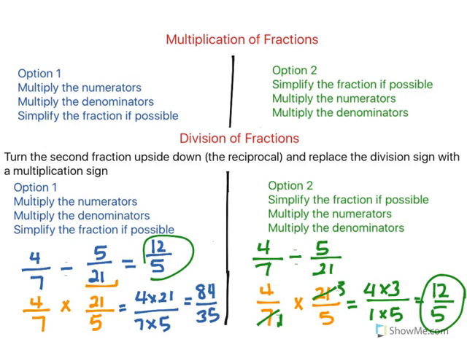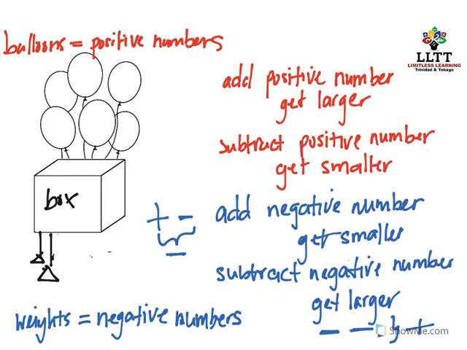So just to do a quick recap, when we're talking about positive and negative numbers, when we add positive numbers, we get larger. When we subtract positive numbers, we get smaller. When we add negative numbers, we get smaller. And then when we subtract negative numbers, we get larger. And that's evident because when we have a positive and a negative number coming together with addition and subtraction, that sign becomes a negative sign. And then when we have two negative numbers coming together, it becomes a positive sign.